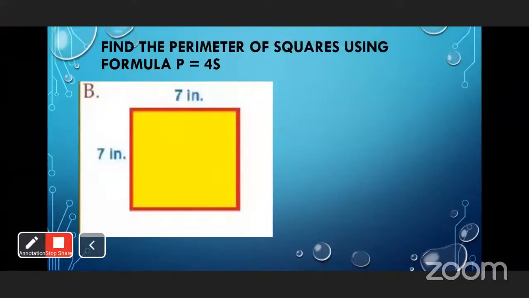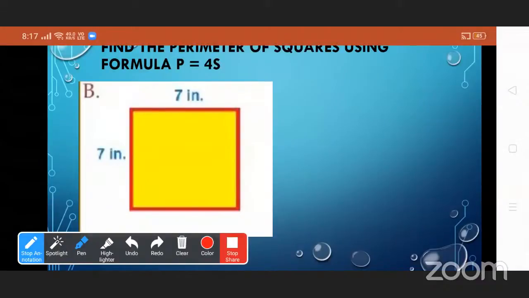Now find the perimeter of the given square. Okay, so here the length of this square is 7 inches. So this one is also 7 inches, na? Or different? 7 inches. All sides are equal, na? Tell me, what is the perimeter of this square? 28 inches. Very good.